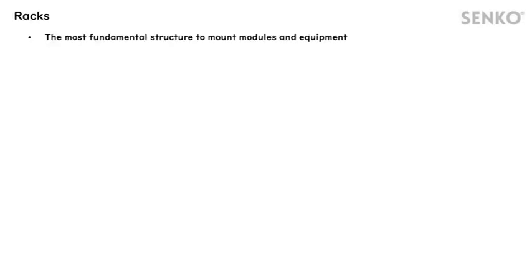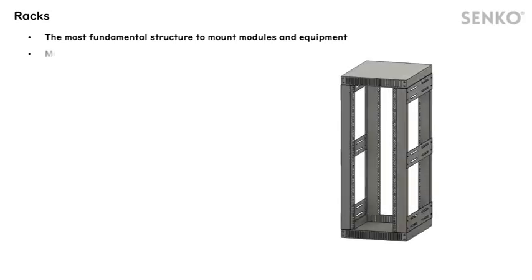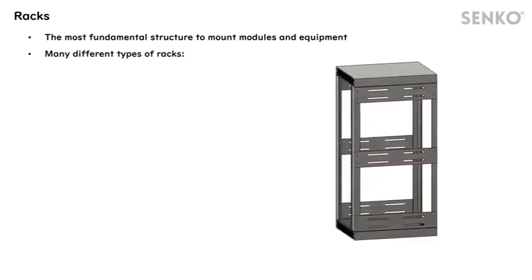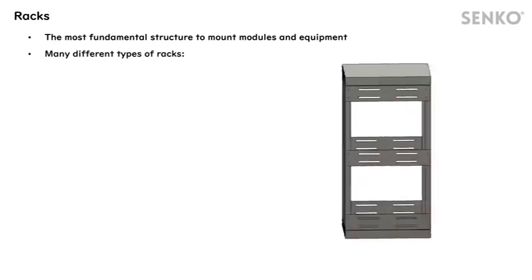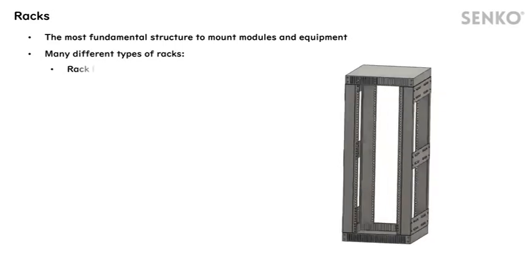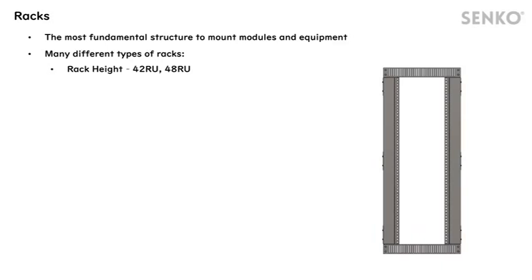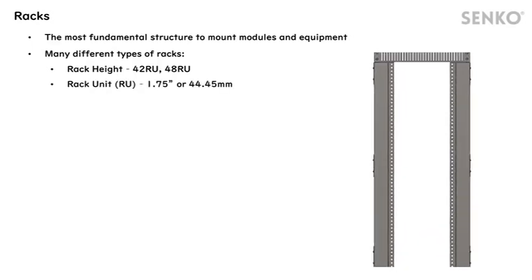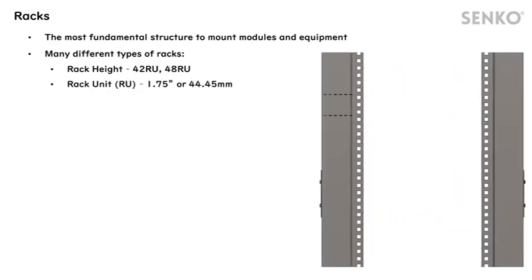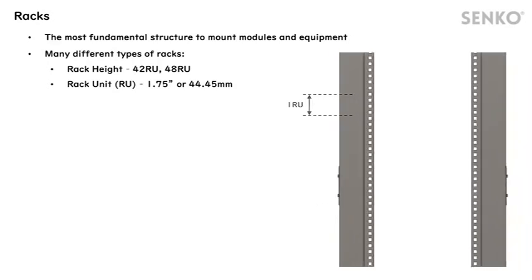Racks are the most fundamental element in structured cabling, as it is where we mount modules and equipment. There are many different types of racks that are in the market and are usually specified by their dimensions. Rack heights are usually classified by the number of RUs, with standard racks having 42 or 48 RUs. RU, or better known as rack units, is a standard unit of measurement of rack heights.